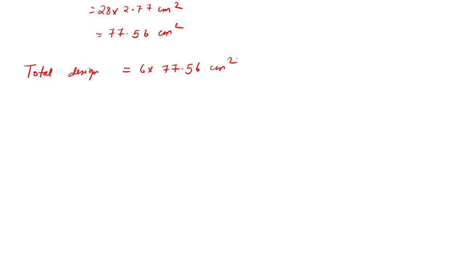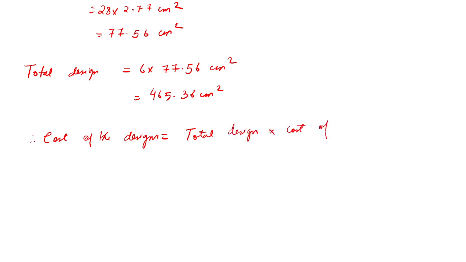Okay, multiply them with 6. So 77.6 into 6 will give you 465.36 centimeter square. Therefore, the cost of the designs will be the total area of design into cost of the design.